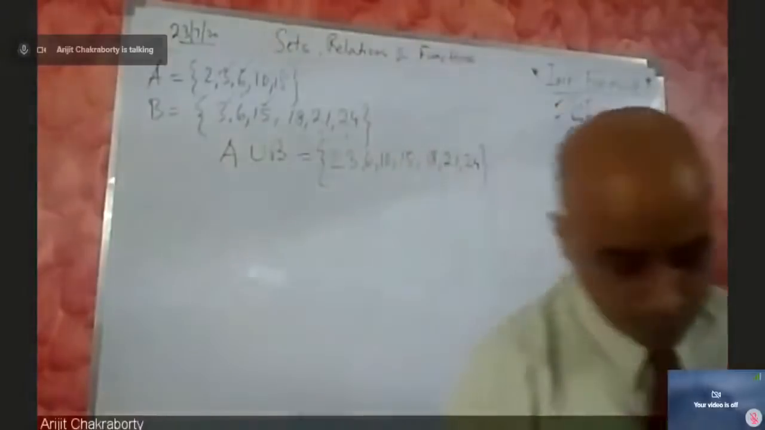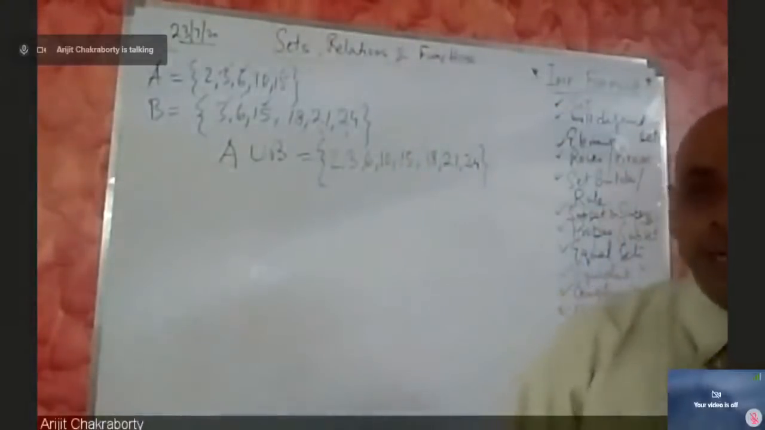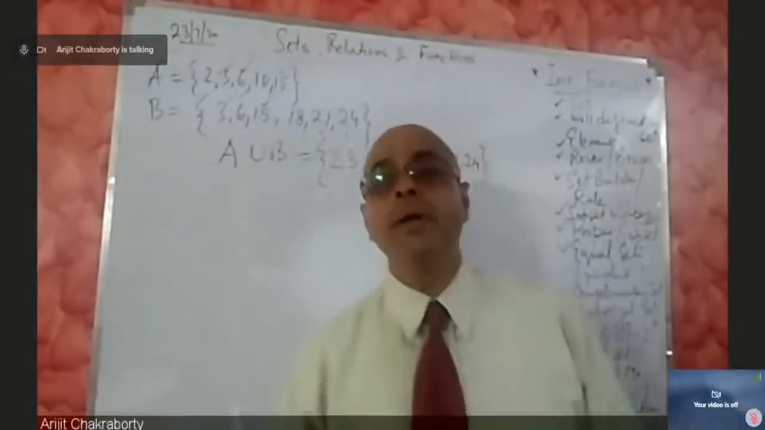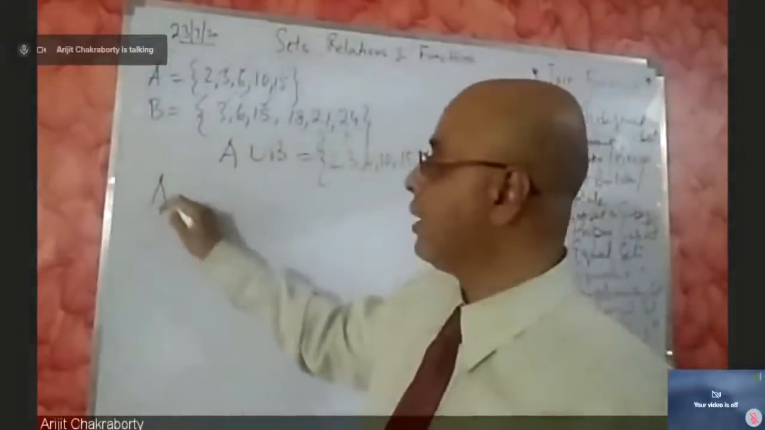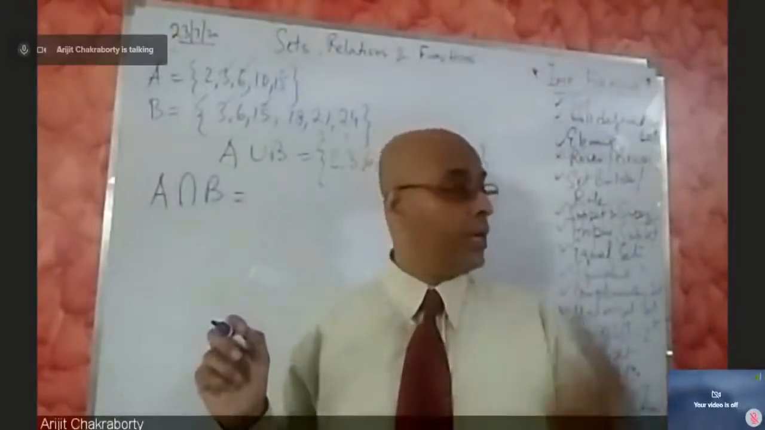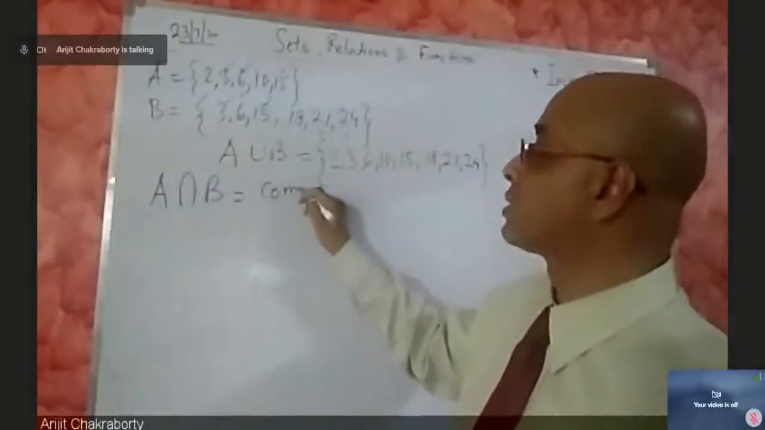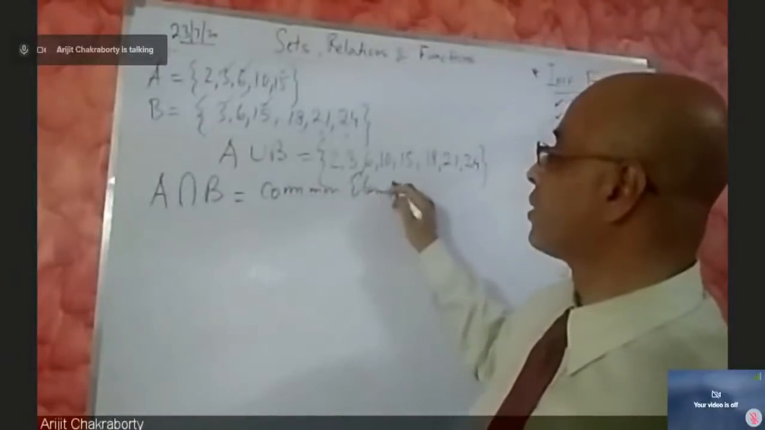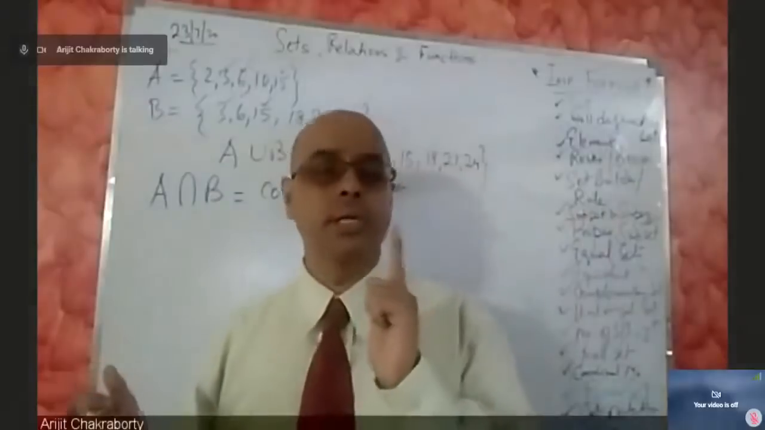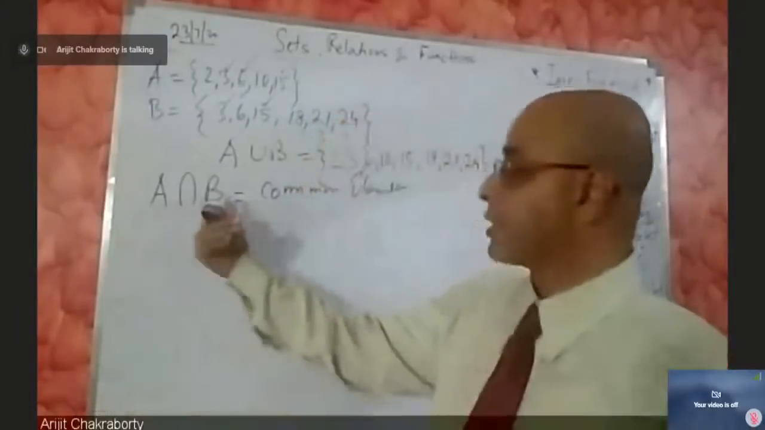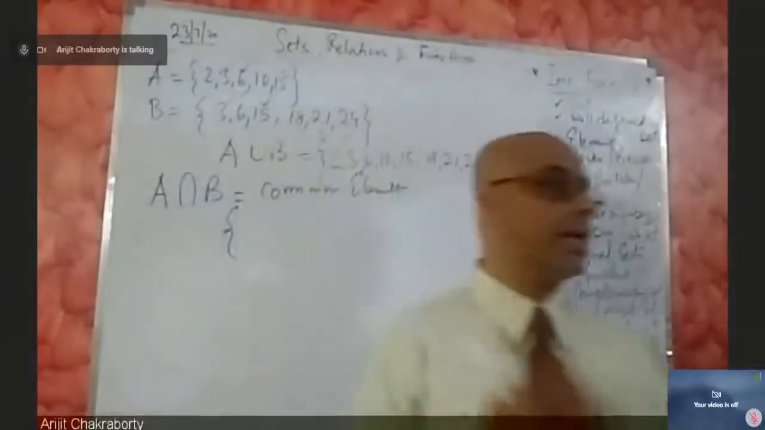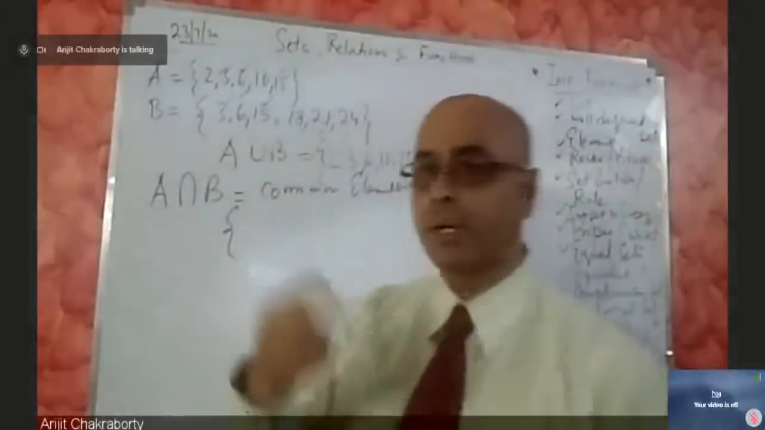What is intersection? Intersection indicates the common elements. A intersection B means the common elements which are there in both A and B. So I am writing here the common elements which are there in both set A and set B also. Let us create set A intersection B, and let us see which are the common elements in both set A and set B. I will mark it with a green color.